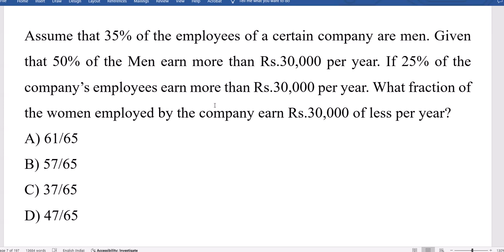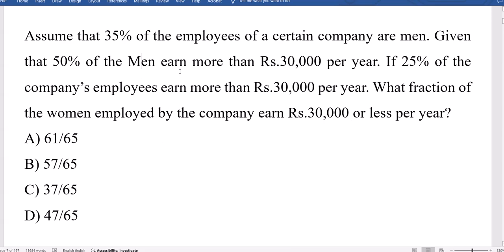Assume that 35% of the employees of a certain company are men. Given that 50% of the men earn more than rupees 30,000 per year. If 25% of the company's employees earn more than 30,000 per year, what fraction of women employed by the company earn rupees 30,000 or less? It's not "less than or equal to 30" in the options.